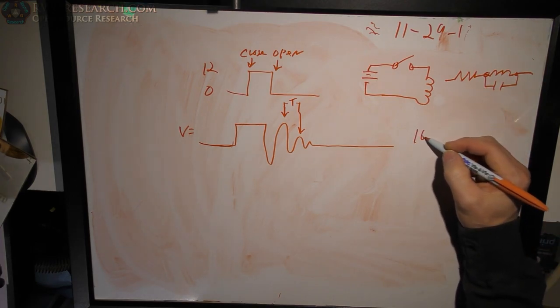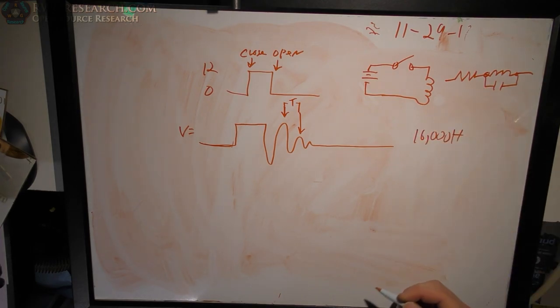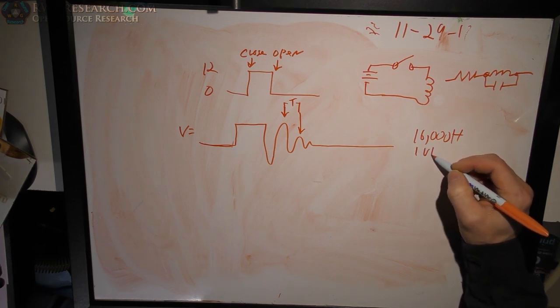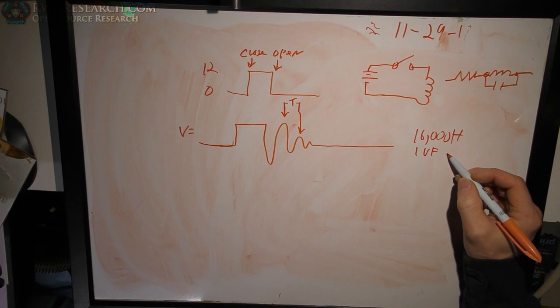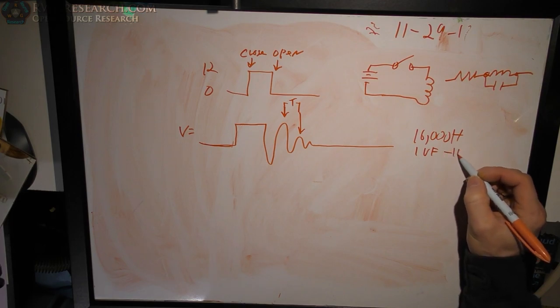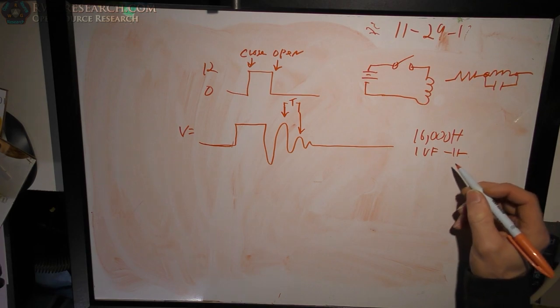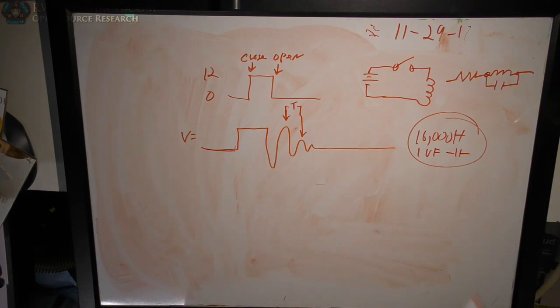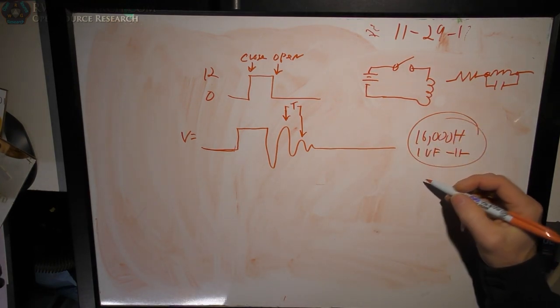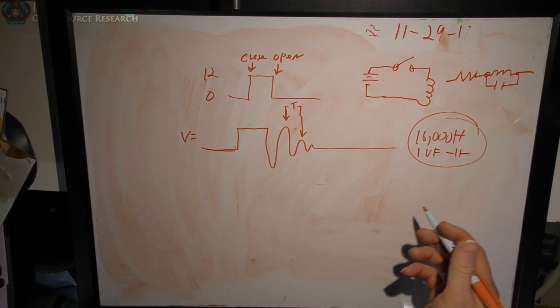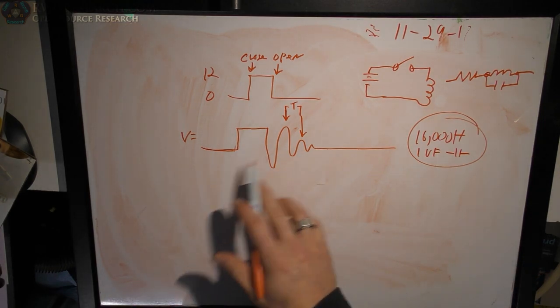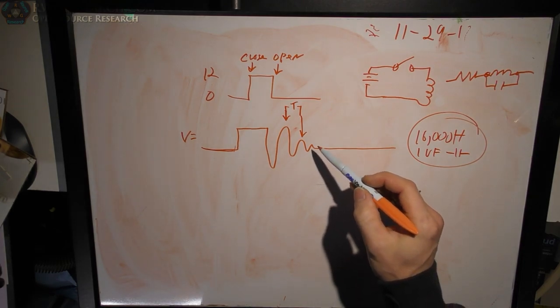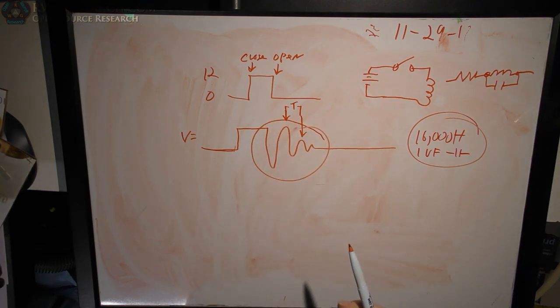Now, if our inductor was 1600 Henry, and we had 1 µF of stray parasitic capacitance, then you can calculate the resonant frequency of this is going to be pretty low compared to something that is only like 16 microhenry or something. But anyway, the point is I'm trying to teach you that this domain is actually considered the high frequency domain, even though you're not applying a high frequency.